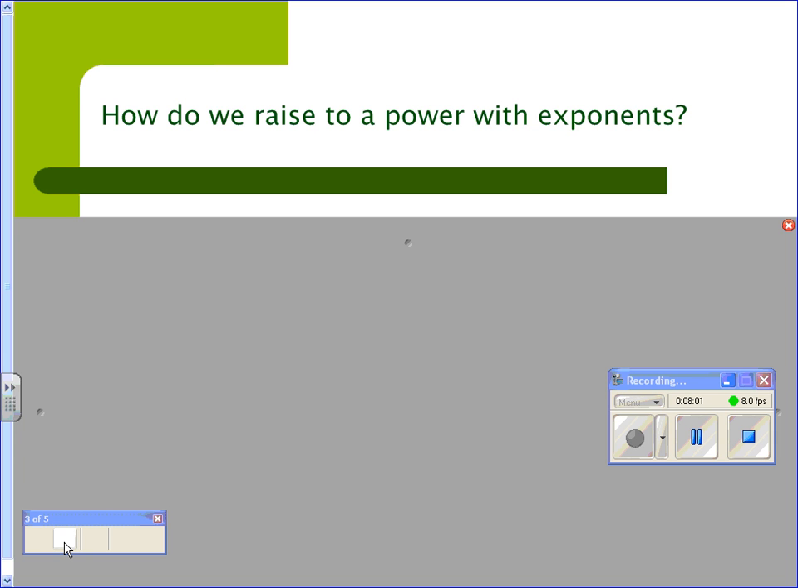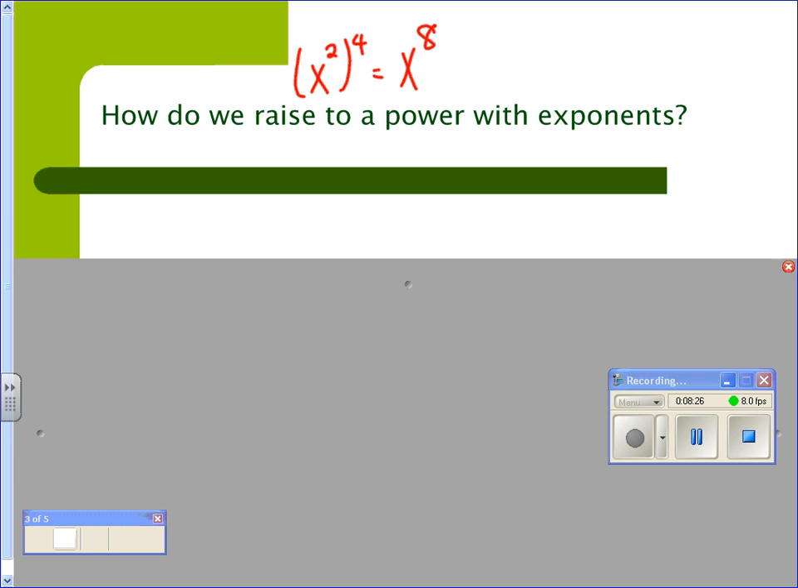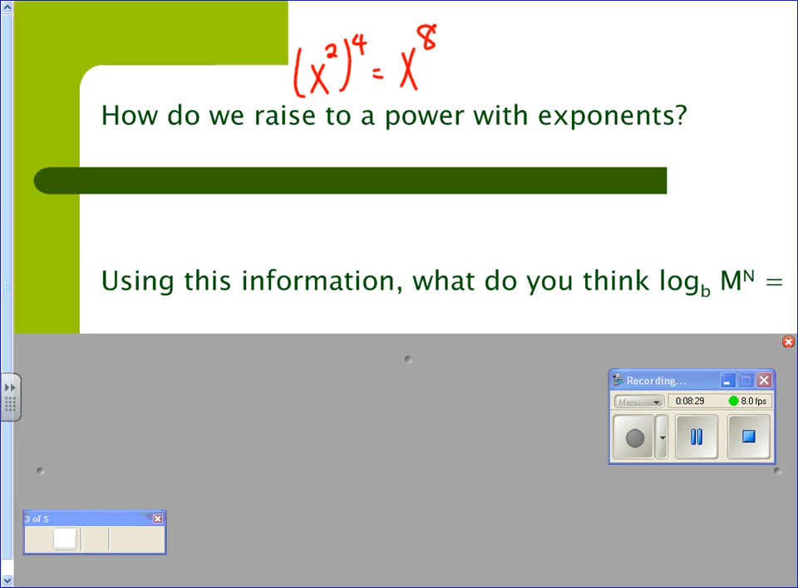This is the last property for logs. How do we raise a power with exponents? What do you do? You multiply these two together. Does that make sense? Any ideas what you would do with log base b of m to the n?